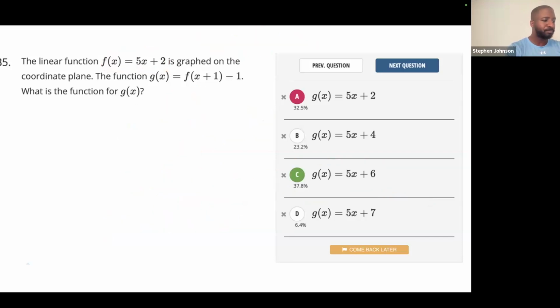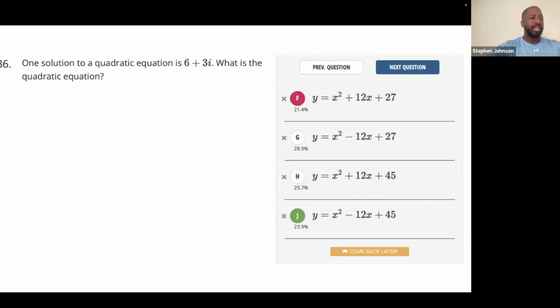Okay, next question. So the next question here says one solution to a quadratic equation is 6 plus 3i. What is the quadratic equation? Okay, this might be the most complex math-wise, the most mathematically complex question we've seen all day. There's not really a lot of strategy to be learned here.